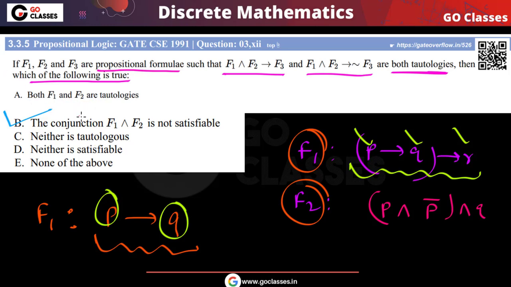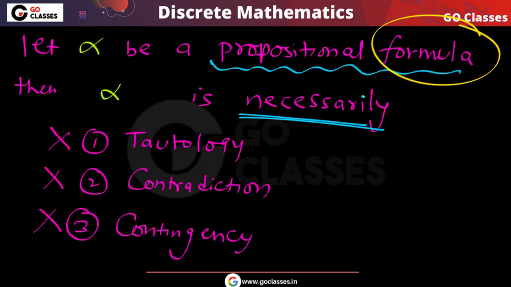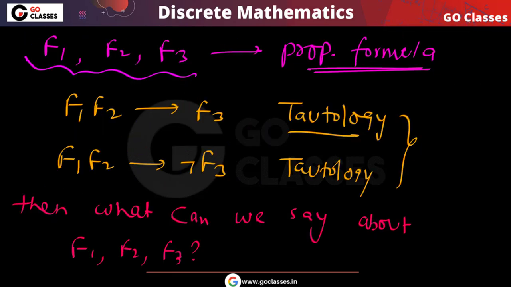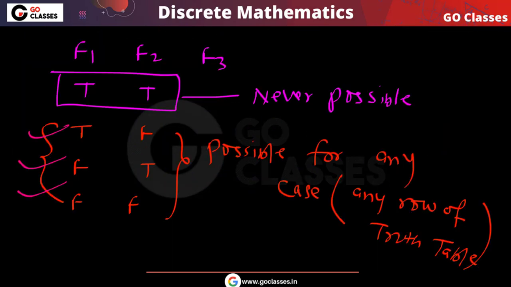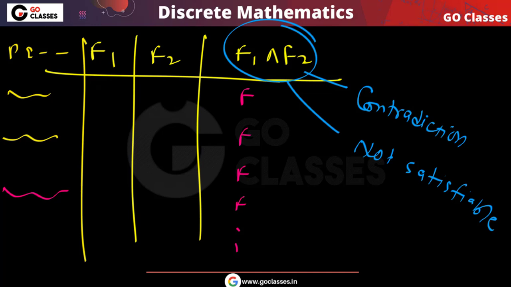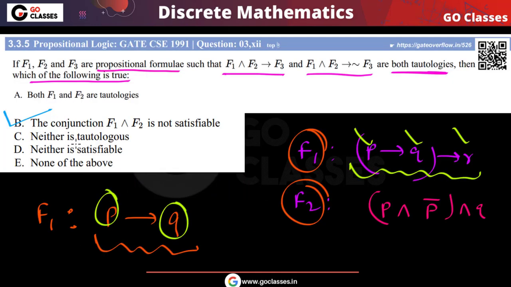Okay, both f1 and f2 are tautologies. This is not correct. This is definitely not correct, because if f1 and f2 both are tautology, then there is a problem. This option is saying that both f1 and f2 are tautology. There is a problem if f1 and f2 are tautology, then f1 and f2 will be tautology. So this is definitely not possible.